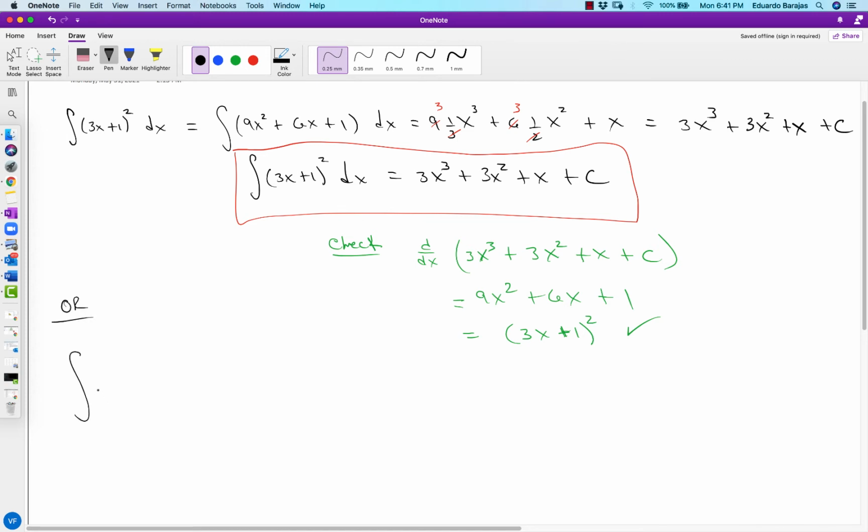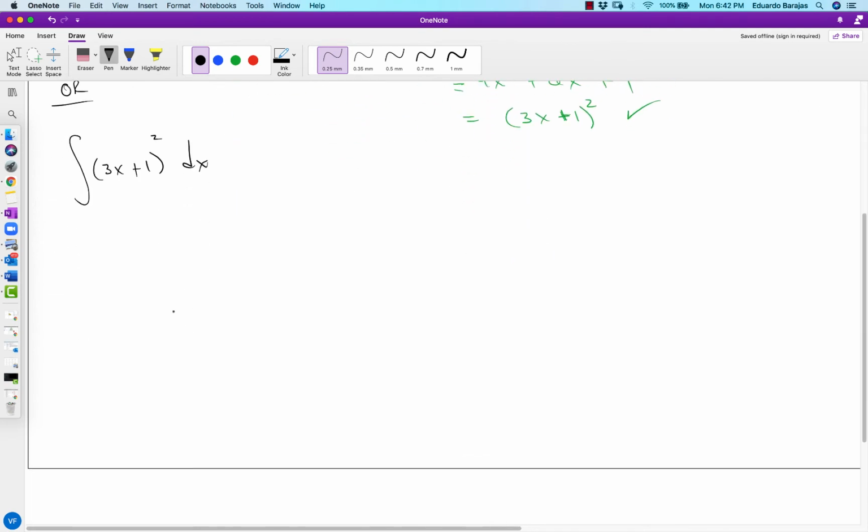If I come down here and do the integral, and now I'm going to use the u substitution method, (3x plus 1) squared dx. Let's scroll down here. Okay, so I'm going to let u equal to this part. Let u equal to 3x plus 1. The derivative with respect to x of u is then going to be equal to d/dx of 3x plus 1, which gives me that du/dx equals just 3. Right? The derivative of 3x is 3. The derivative of 1 is 0. So du equals 3 dx.